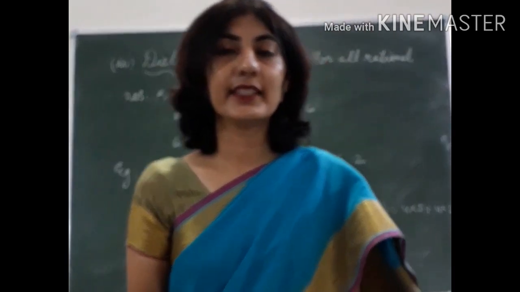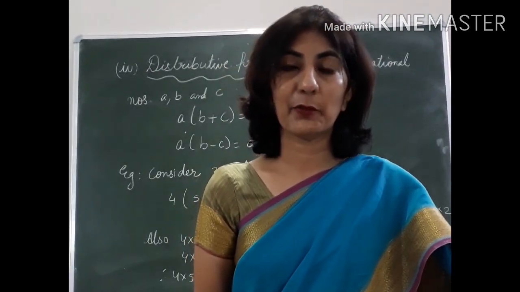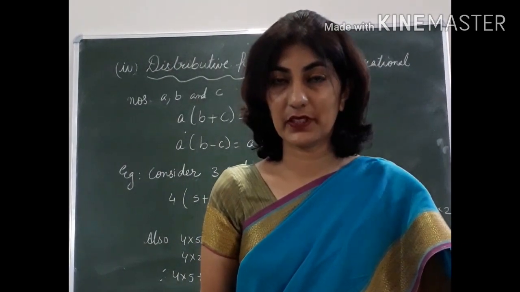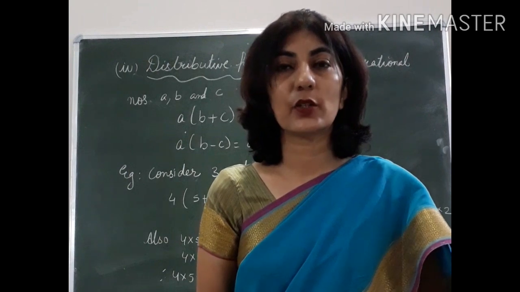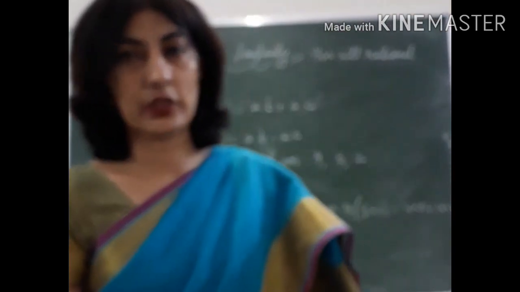Students, yesterday I started with you properties of rational numbers. So we have done three properties: closure property, commutative property and associative property. Today the next property which we are going to study is distributivity. Distributive property for rational numbers.